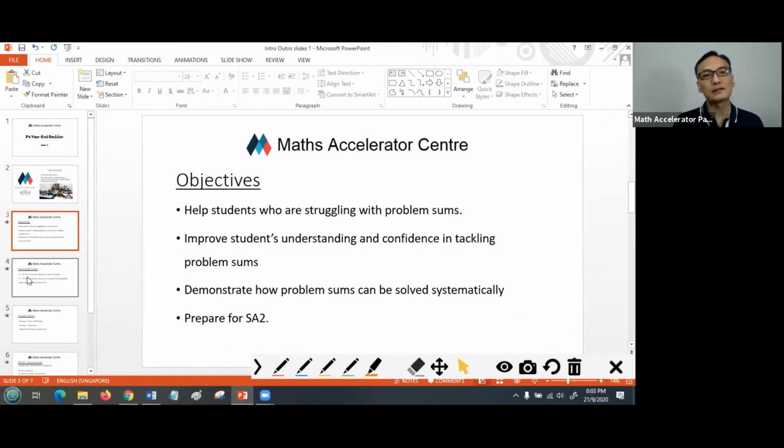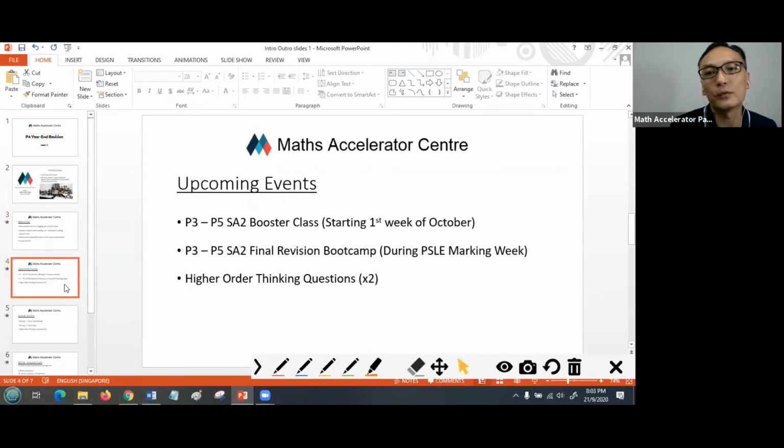Before we get started, just to inform you of some of our upcoming events. We know that SA2 is coming. SA2 is happening at the end of October to the first week of November. We have received many requests from parents and students asking us to start a class to help students, so we'll be starting the SA2 booster class, which is from the first week of October. This will be 4 lessons in October.